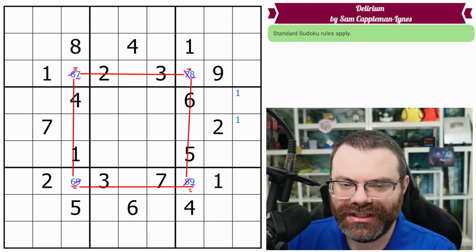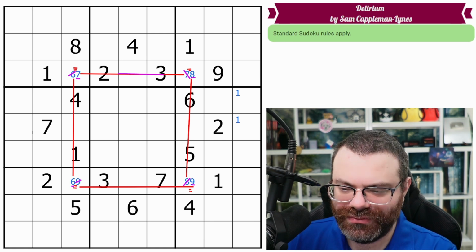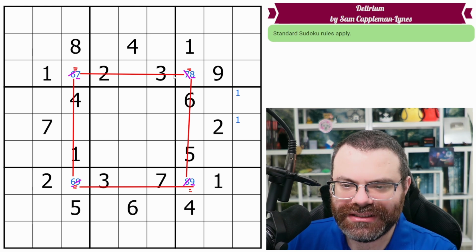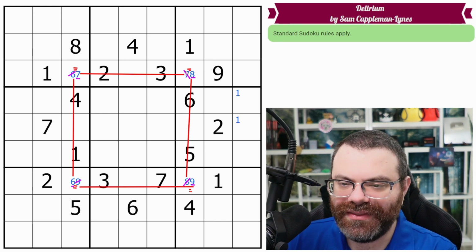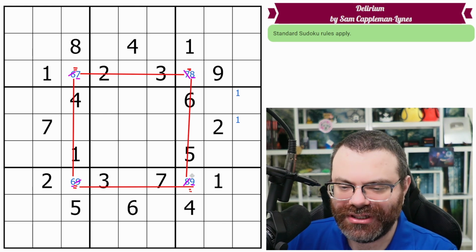Right? Because the strong link tells us the 7 has to be true. The weak link tells us that this 7 can't be true. And then that strong link tells us the 8 has to be true, etc. We go all the way around. And this 6 ends up true.